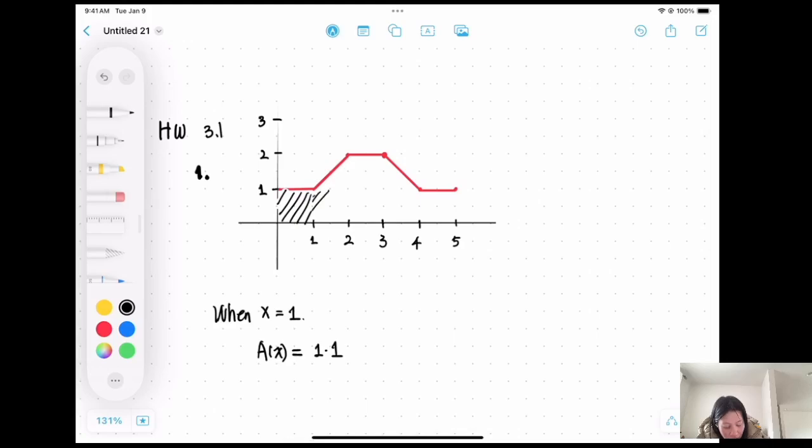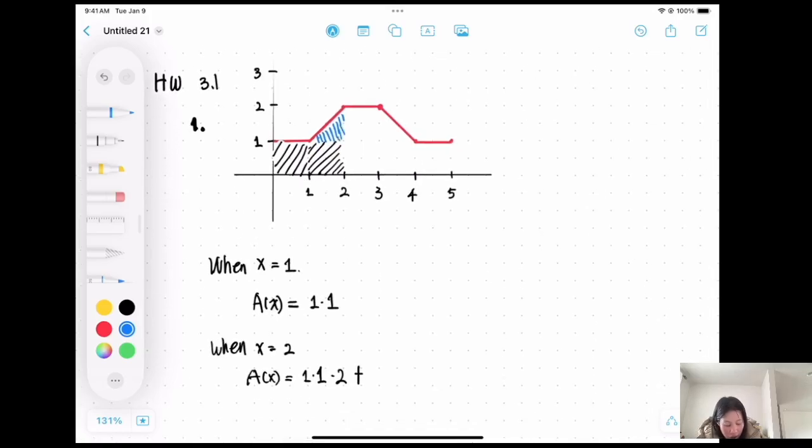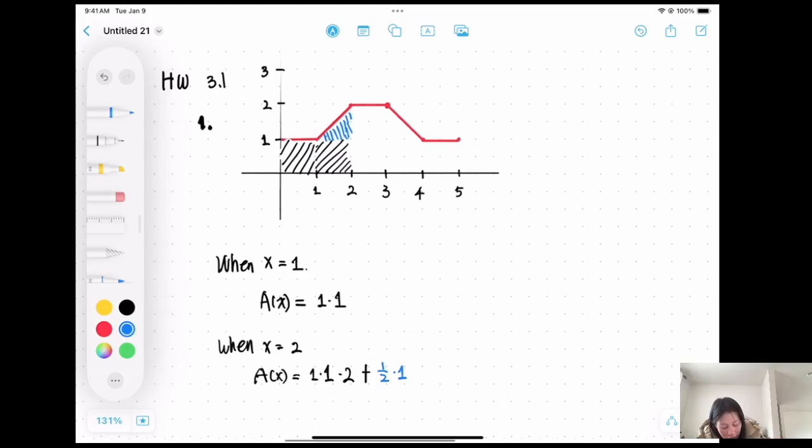It contains 2 squares, so this part is easy. So I have 1 times 1 times 2, because we have 2 little squares, and then the little triangle area on the top, or half of the square, either way. So you should add half of the square, which is 1 times 1 over 2, so 2 plus 1 half. You can write it as 5 halves or 2.5.